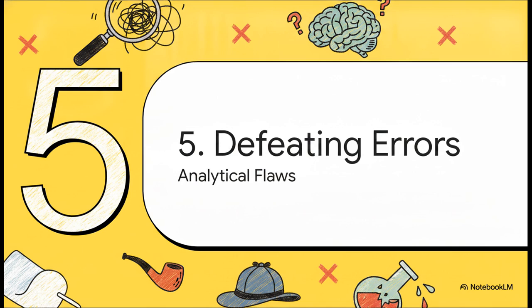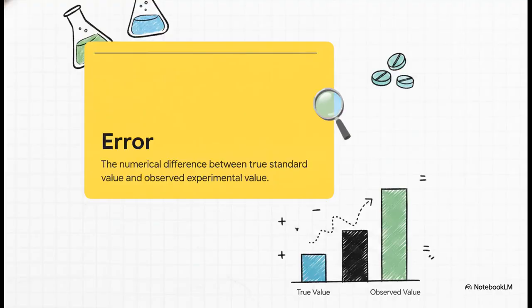Finally, let's talk about Section 5, Defeating Analytical Errors, Analytical Flaws. Look, even the greatest detectives make mistakes, and a good scientist absolutely must confront their own blind spots. In any analytical operation, flaws are bound to happen. So the crucial point here is how we actually define a mistake. In pharmaceutical chemistry, an error is simply the numerical difference between the true standard value of the drug and the observed value we actually got in our experiment. It isn't inherently a failure, right? It's just a measurable gap that we have to identify and close.